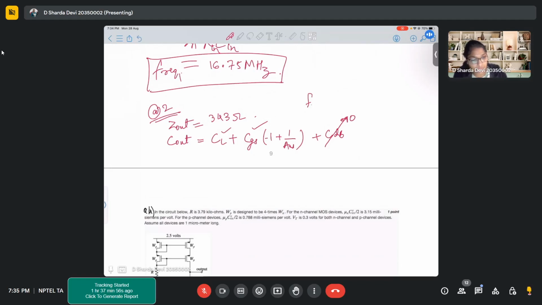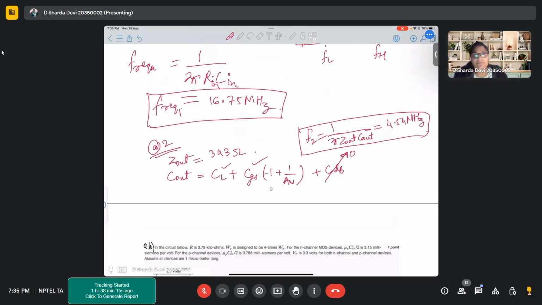So yeah, after calculating this value, frequency 2 is 1 upon 2 pi Z out C out. The value that we get is 4.54 megahertz. Which will give you the cutoff frequency? We discussed, right? The smaller one will give us the cutoff frequency. So the cutoff frequency is 4.54 megahertz.